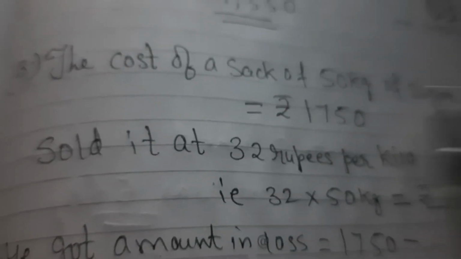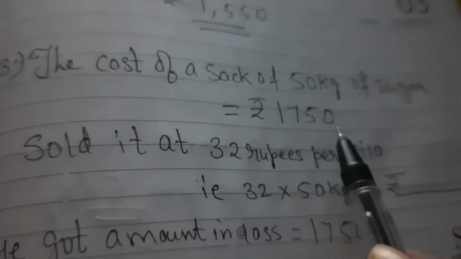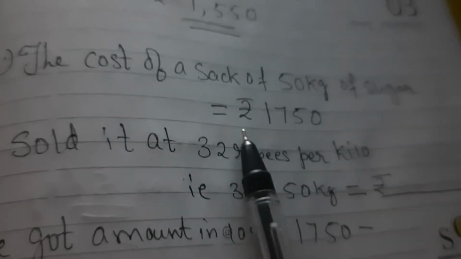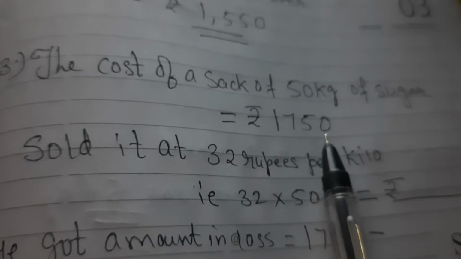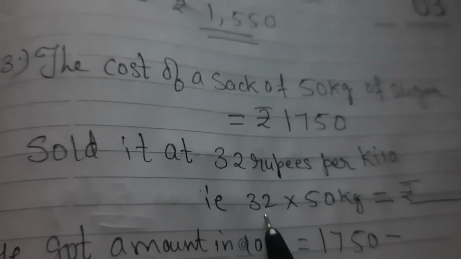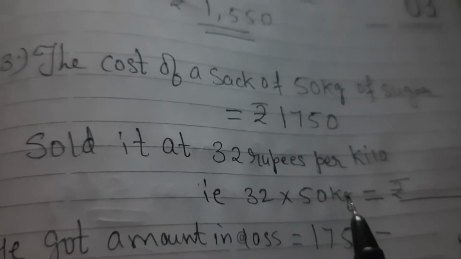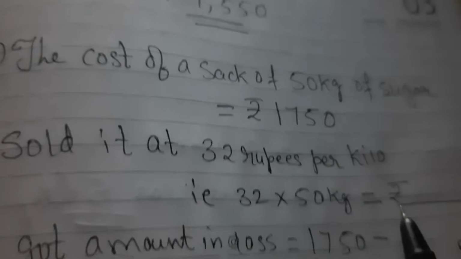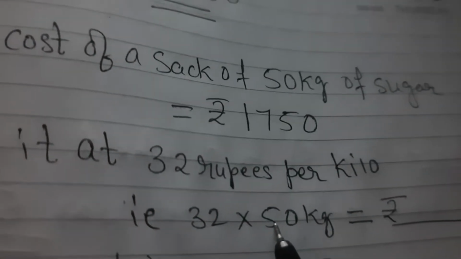So here we go. The cost of a sack of 50 kg of sugar is rupees 1750. It sold it at 32 rupees per kilo, that is 32 into 50 kg. So 32 into 50 kg will give us how much, children? Let us find out. 32 into 50, let's multiply.